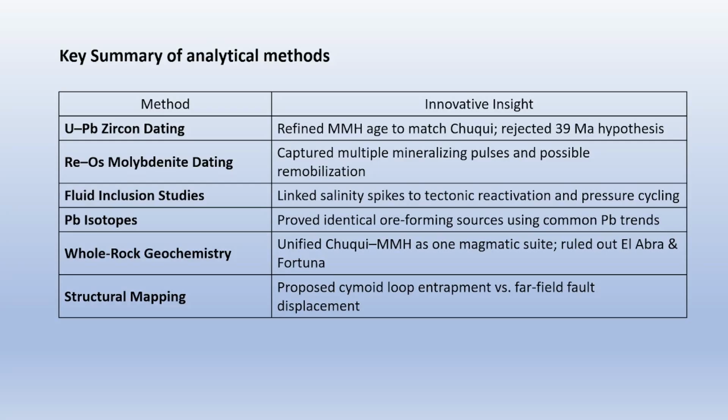And finally, structural geology and fault interpretation have been done, an integration of structural data with fluid inclusion and isotope systems. A key point about structural geology was the concept of a sigmoid loop trap along the west fault. It has been proposed to explain why MMH wasn't displaced 35 km, just 7 km.